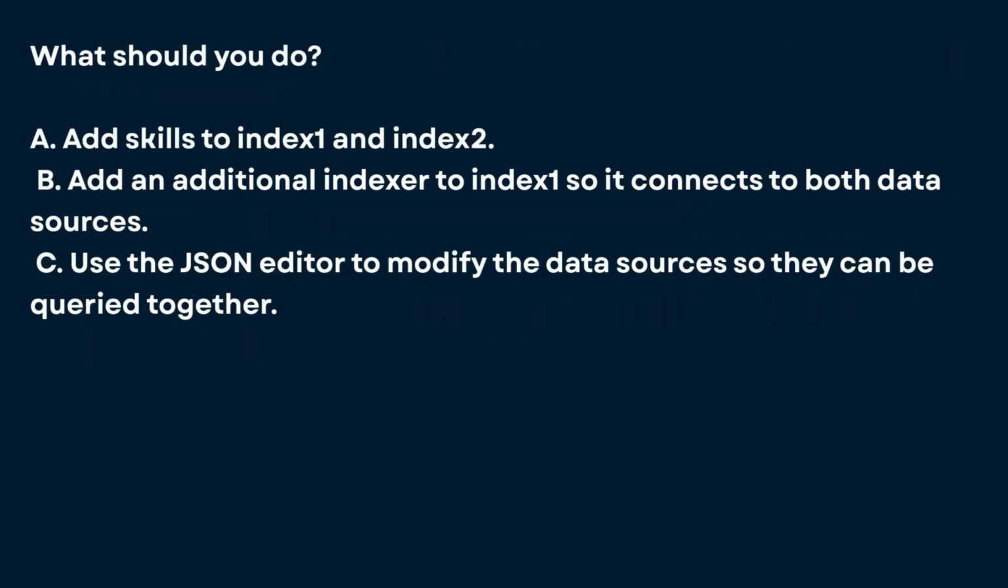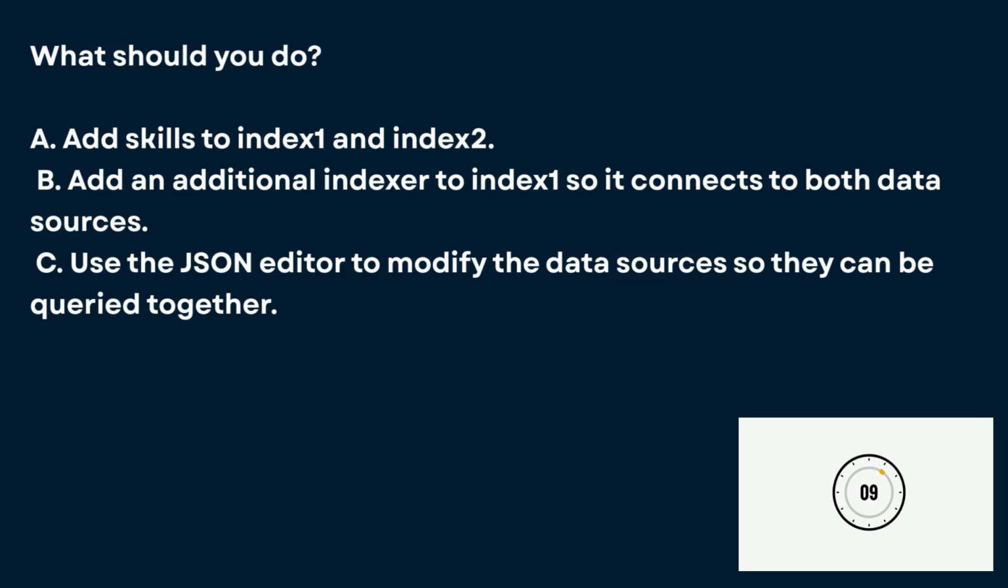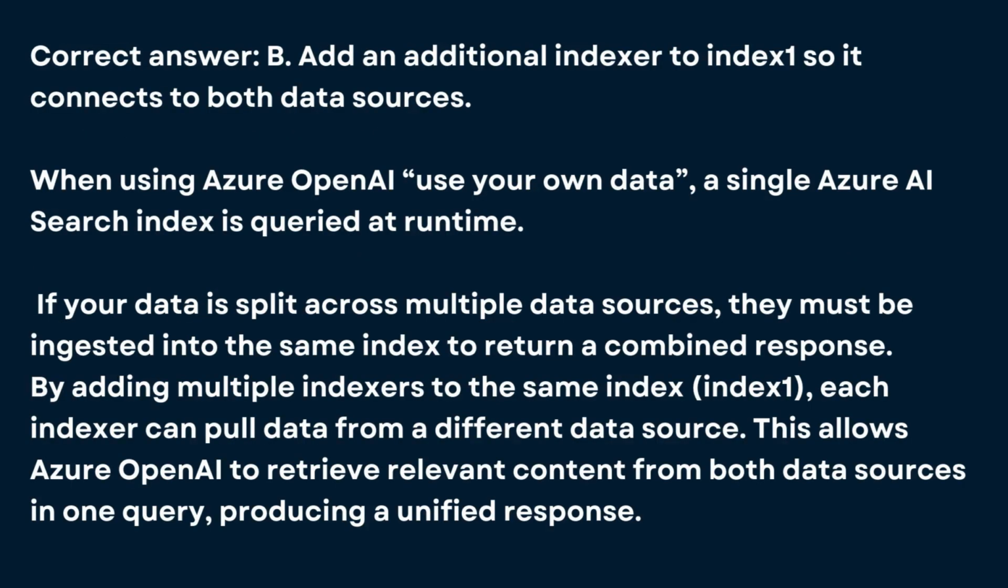What should you do? Option A. Add skills to Index 1 and Index 2. Option B. Add an indexer to Index 1. Option C. Use the JSON editor to modify the data sources. Correct answer. Option B. Add an indexer to Index 1.